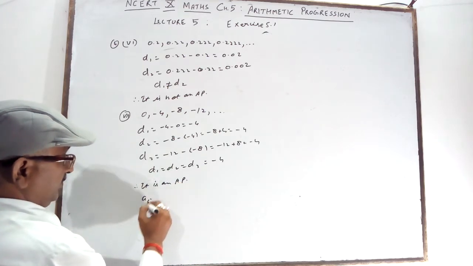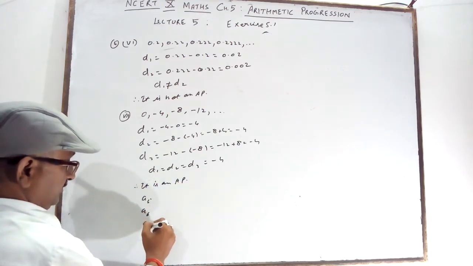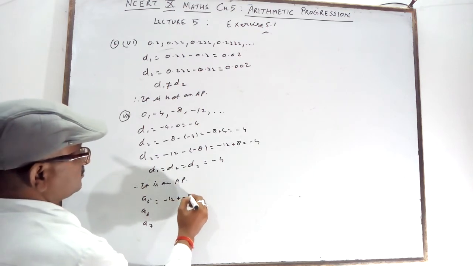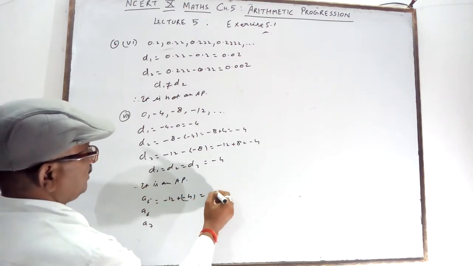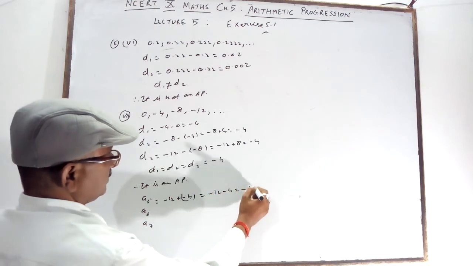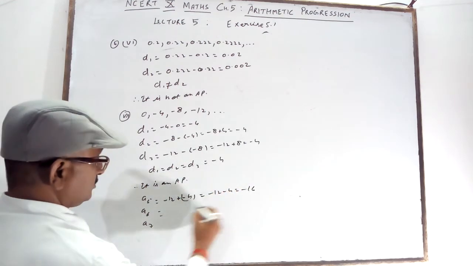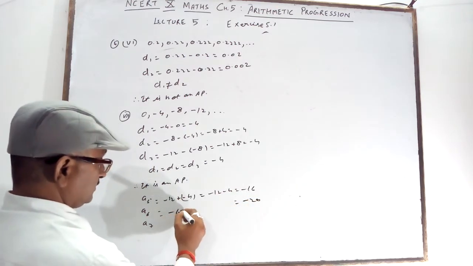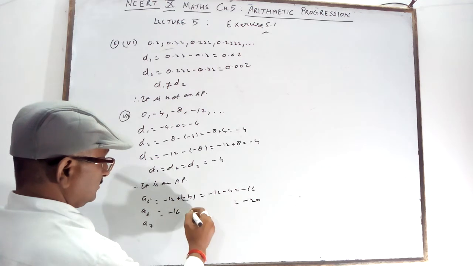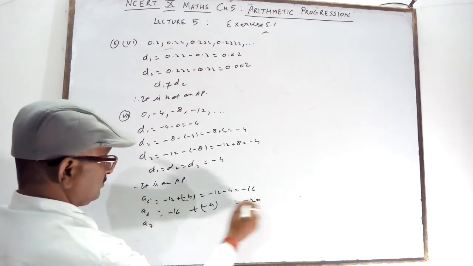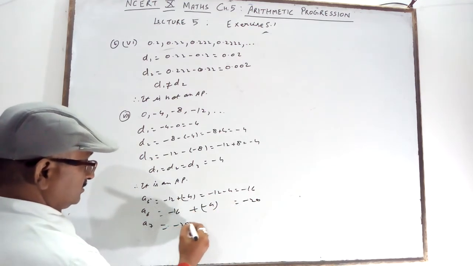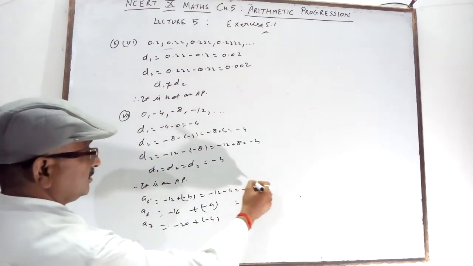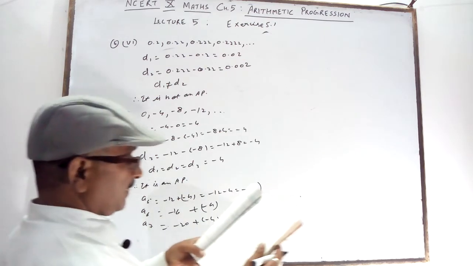And then A5, A6, A7. Minus 12 plus minus 4 will be minus 16. Like this, minus 16 plus minus 4 is equal to minus 20. Minus 20 plus minus 4 is equal to minus 24. So you are getting this answer.